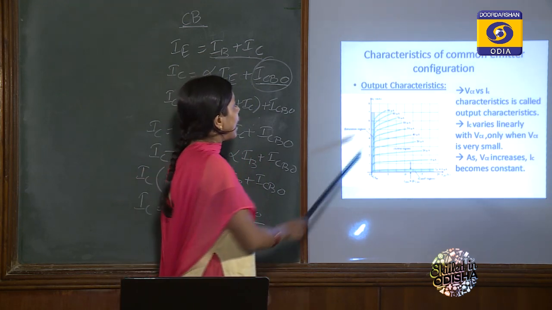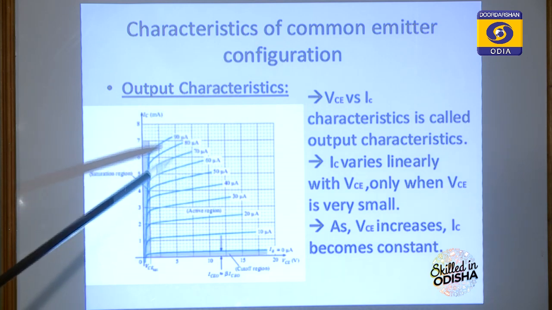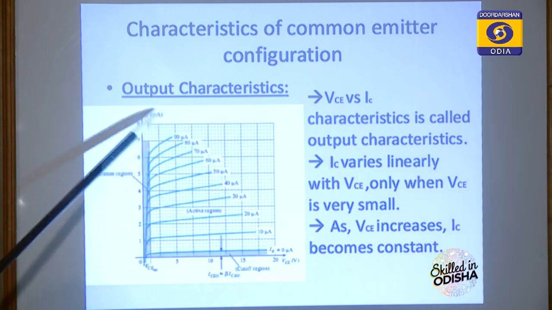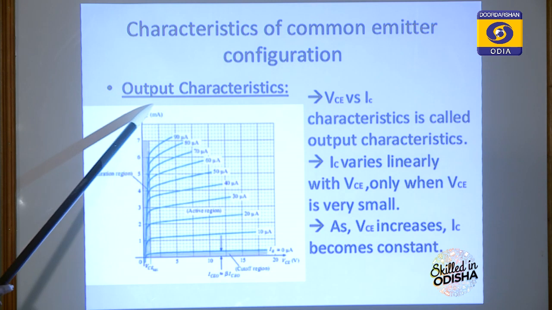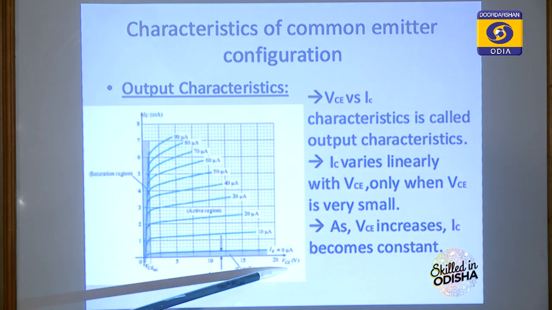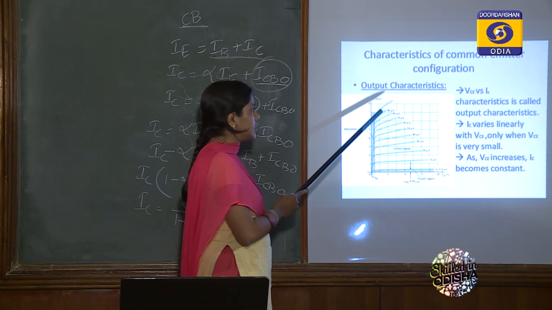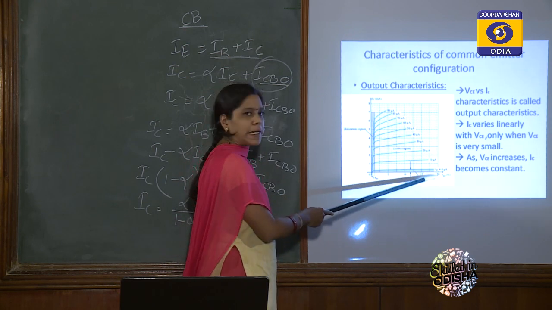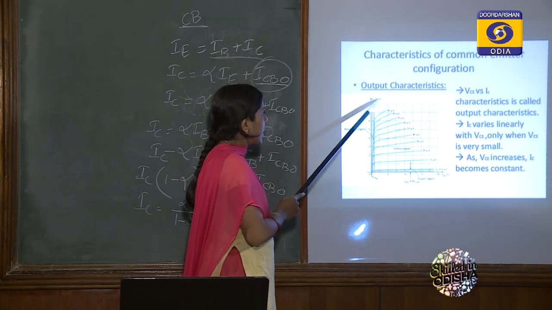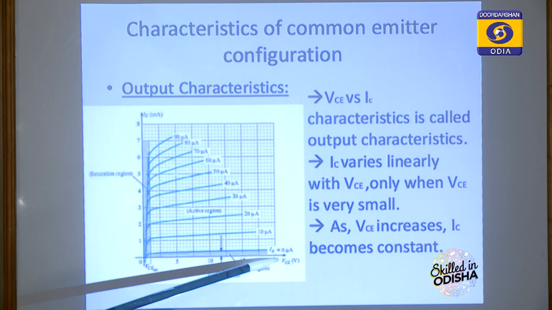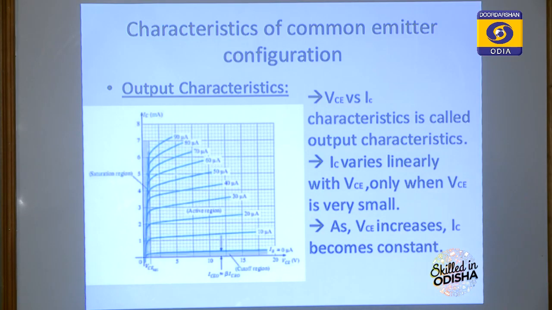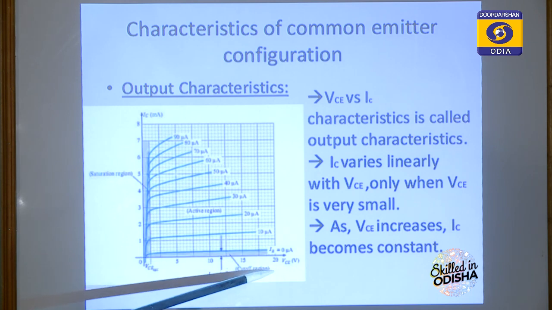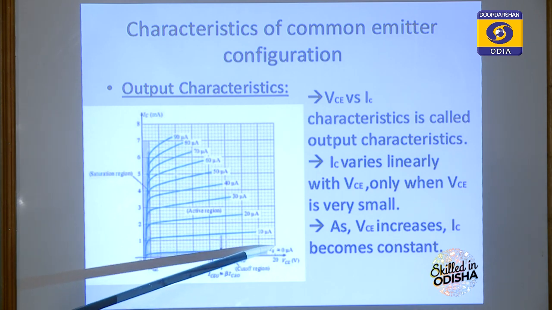Then next is the output characteristics curve. Same as your common base configuration output characteristics curve, only the current notation and voltage notation are different. Here the output characteristics is the curve of output current and output voltage. What is the output current for common emitter configurations? That is IC. And what is the output voltage? That is VCE. So it is the graph between IC and VCE at constant input current. What is the input current? Input current is IB.